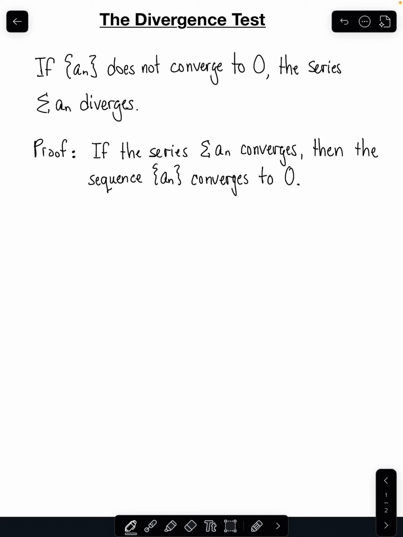Logically, this should make a bit of sense. If the original concept was that if the terms do not shrink, then the sum of the terms cannot be finite, this says it the other way. If the series is finite, if the sum is finite, then the terms have to drop to zero. So we're going to start with the assumption that the series converges.